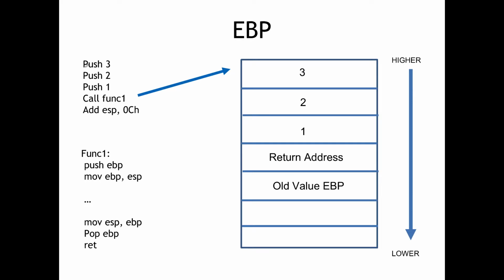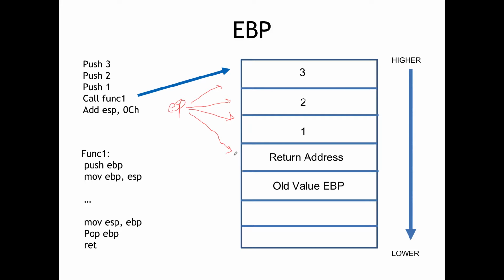All right, so let's just say that this is part of a program. We're getting ready to call function 1. So we push 3, push 2, push 1. We're seeing those values being pushed on the stack. As we push, our stack pointer ESP went from here to here to here. Now we call function 1, so that pushes the return address on. So now ESP is pointing here.